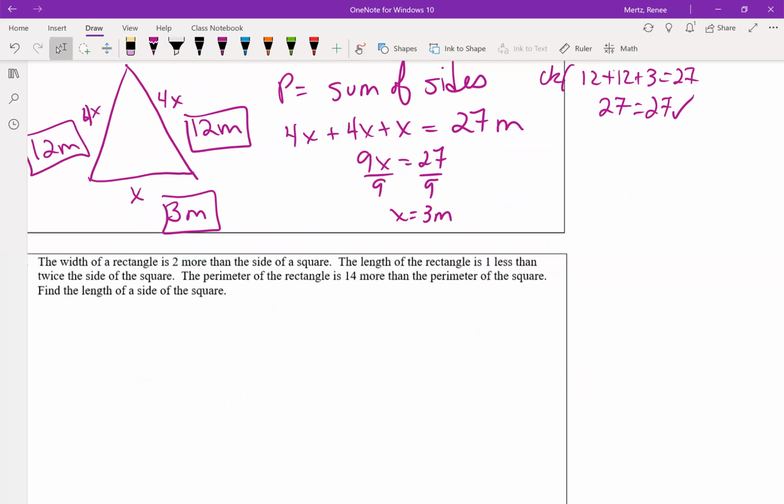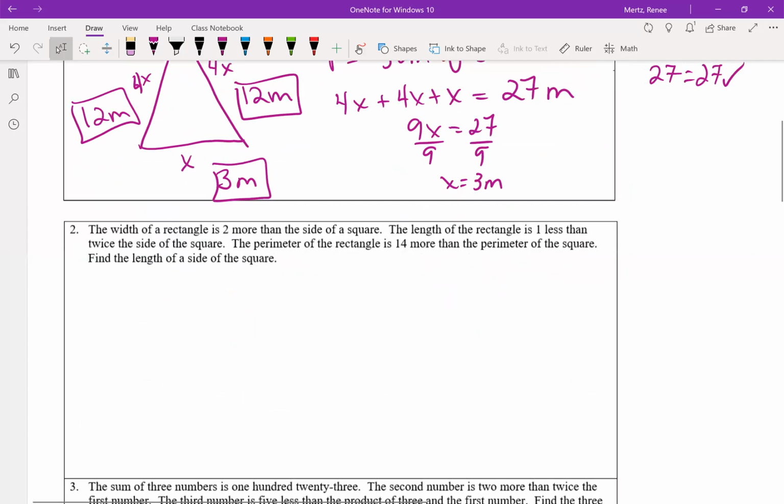Actually, there's two shapes. The width of a rectangle. So we have a rectangle and the square. The width of a rectangle is 2 more than the side of a square. That means my square is going to be x. My width of the rectangle is 2 more than the side of a square, so x plus 2.